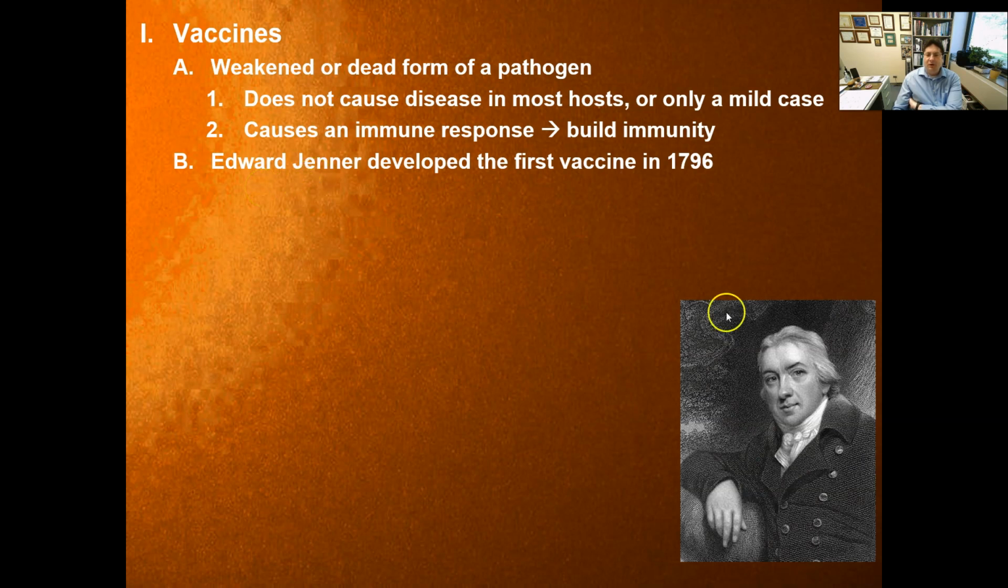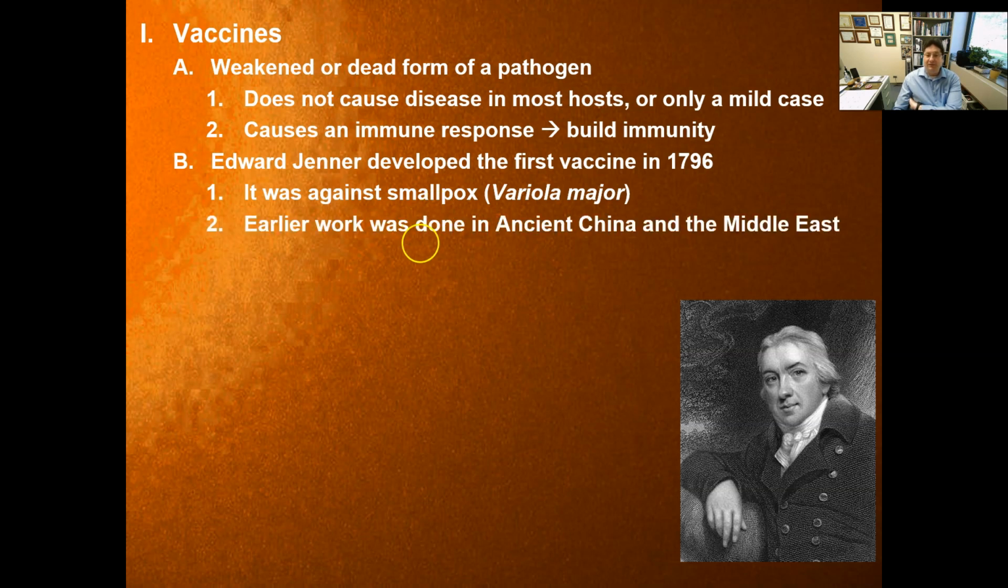A little history. Edward Jenner, pictured here, was a British doctor who developed the first vaccine way back in 1796. It was against a dreaded disease called smallpox. Smallpox now has been eradicated from the human race. People don't get smallpox anymore. Smallpox was eradicated by about 1980; 1977 was the last natural case. But up until that point, smallpox was a very dreaded disease.